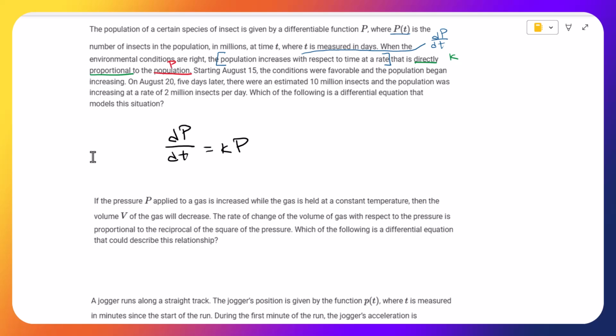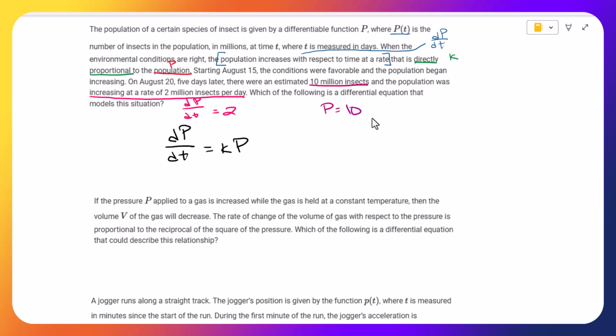And our population was increasing at a rate of 2 million per day, so that means dP over dt equals 2. Sorry. Well, actually, I don't need to be sorry because you can't see what I wrote because I haven't refreshed it yet. But I made a mistake, and I fixed the mistake. That's all you need to know.